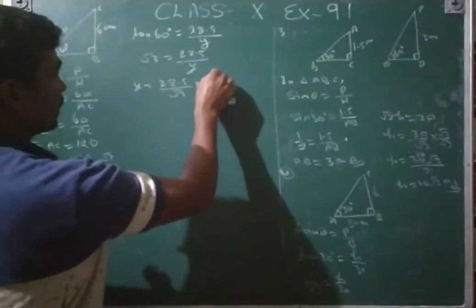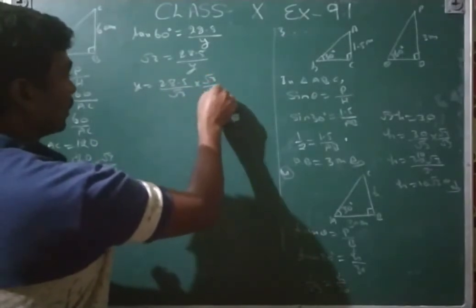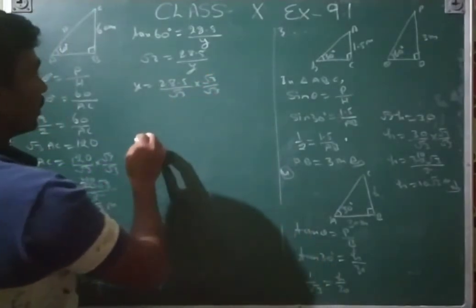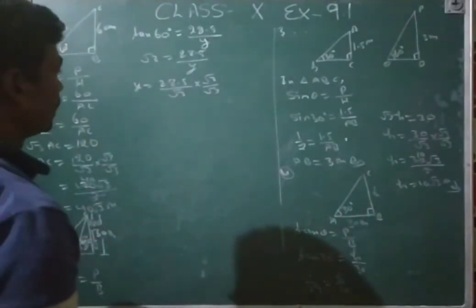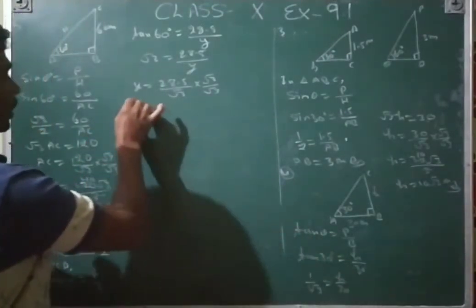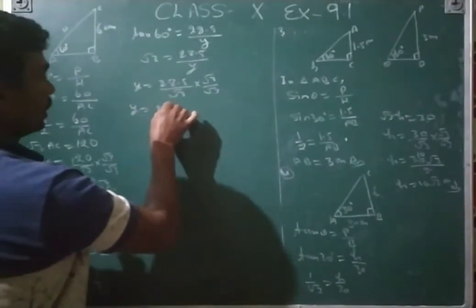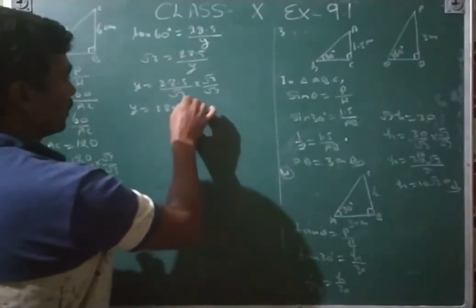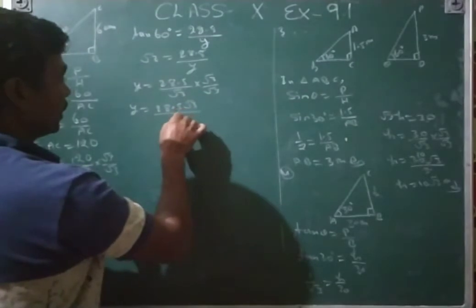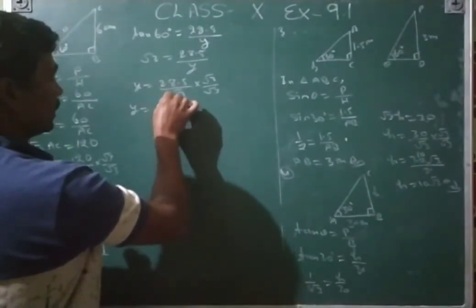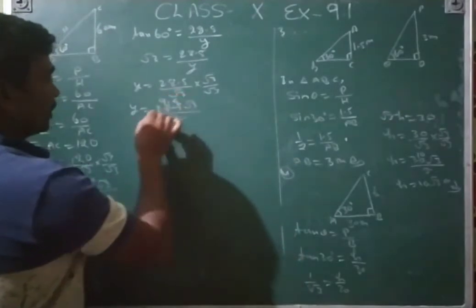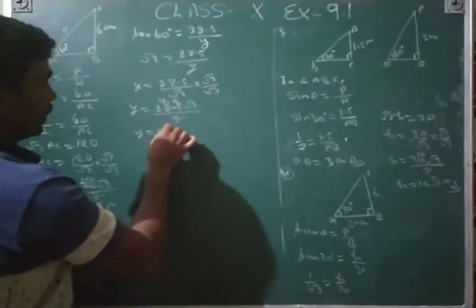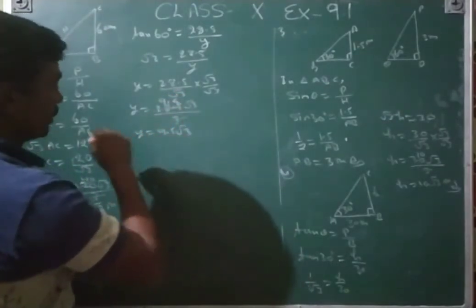Rationalizing that, y is equal to 28.5 root 3 upon 3. So 3 nines are 27 and then 3 fives are 15. So y is equal to 9.5 root 3.